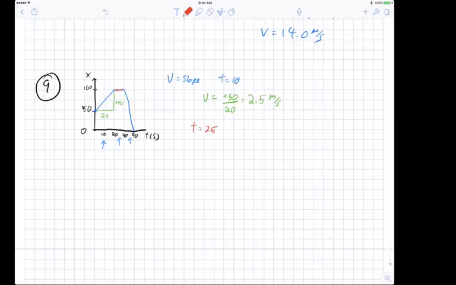And at time t is equal to 25, that's a horizontal line, so the slope is 0. And at t is equal to 35 seconds, that's this one. So the horizontal displacement is 10 seconds. And the vertical displacement, the change in height, is minus 100. So it's minus 10 meters per second.